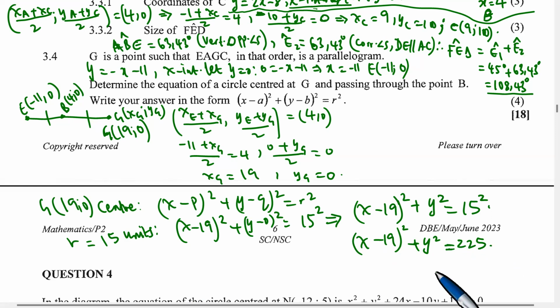And therefore, we have the equation of the circle the examiner wants in 3.4. Because G is a point such that EAGC in that order is a parallelogram, the examiner said determine the equation of a circle centered at G, and the equation of the circle is x minus 19 all squared plus y squared equals 225. Next question.